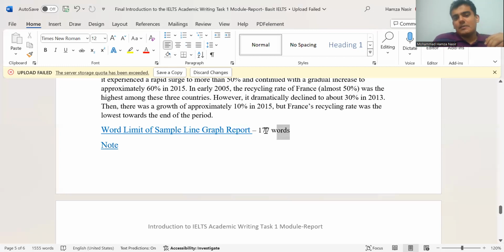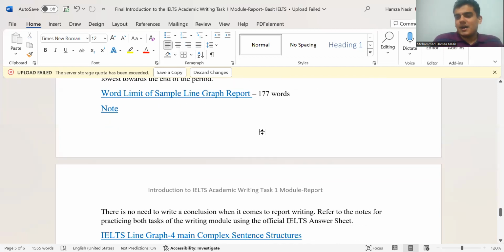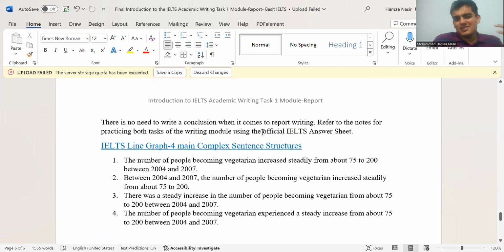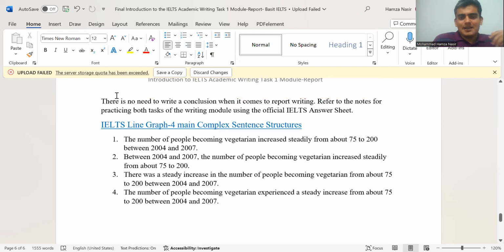The word limit of this is approximately 177 words, which is fine. It should be about 150. Not too much, because then time management becomes an issue. And like I said before, there's no need to write a conclusion when it comes to report writing, because our conclusion is like a summary and the overview itself is a summary. So you don't want repetitions, as they're going to drag your band score down.